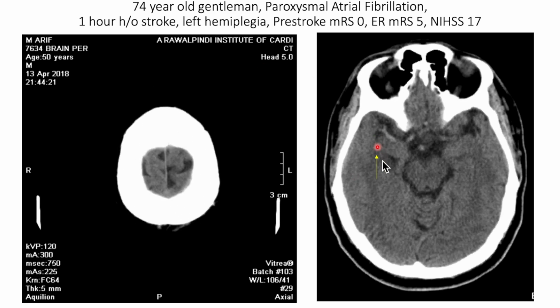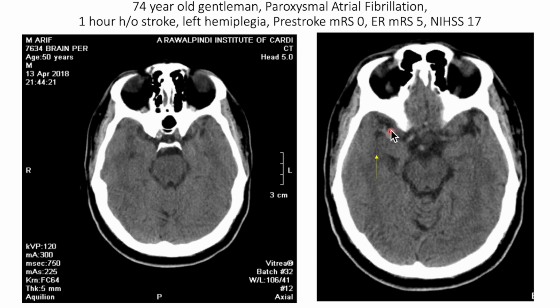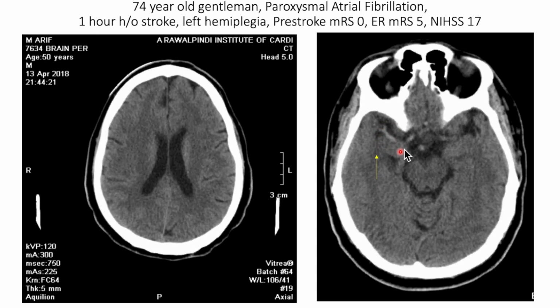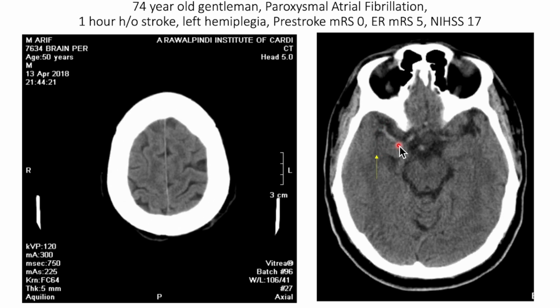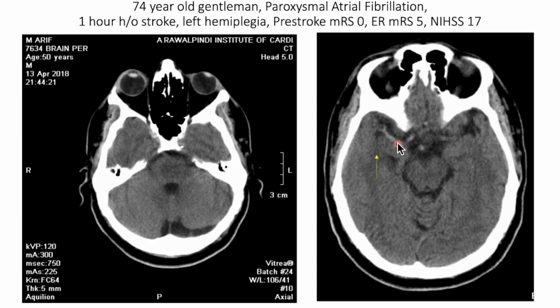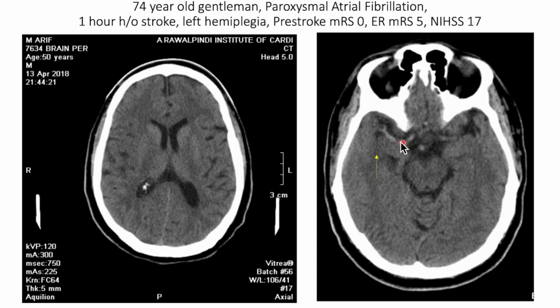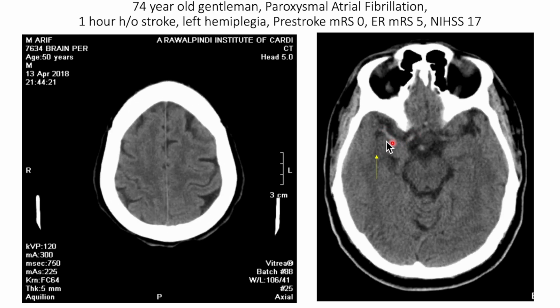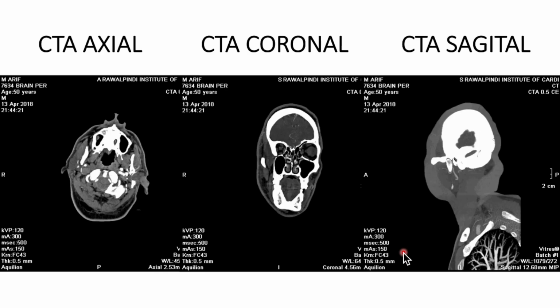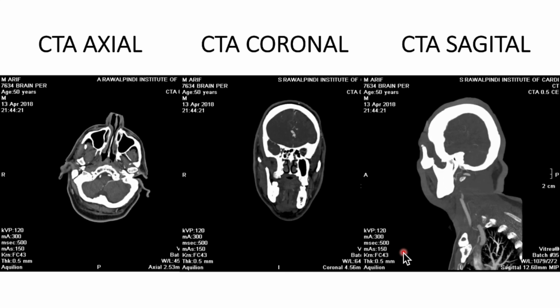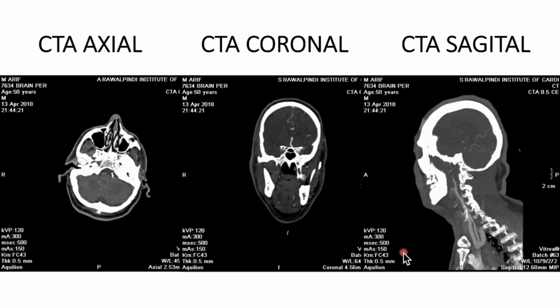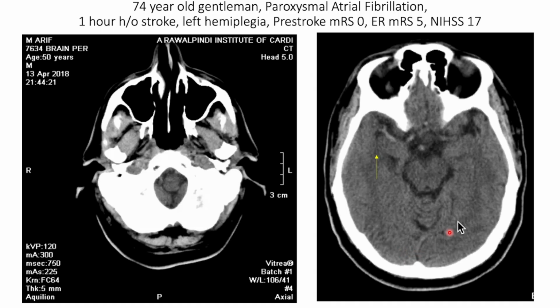And if you look at the still image here, CT brain, you can see that's a dense MCA sign here. You can see the MCA even without giving contrast in it. So this is a thrombosed MCA. Now, there is no bleed on it. So this patient qualifies for alteplase because this is a 1 hour history.